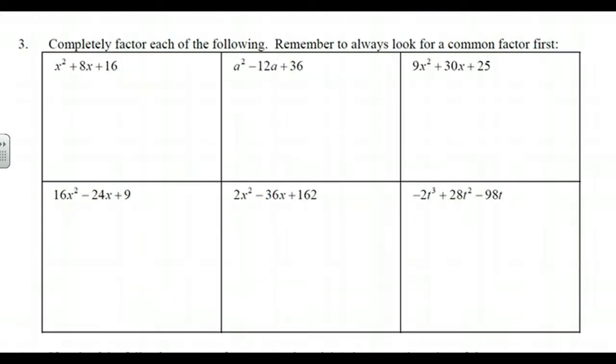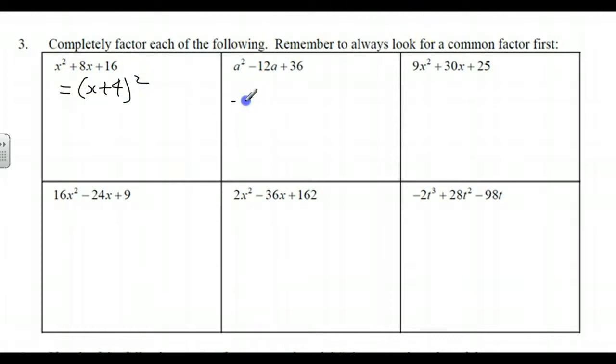Completely factor each of the following. Remember to always look for a common factor first. So what I want to see, no common factor here. Does this have a square root? 1. Does this have a square root? 4. 1 times 4 is 4. Doubled is 8. So this is x, this sign, plus this square root, 4 squared.